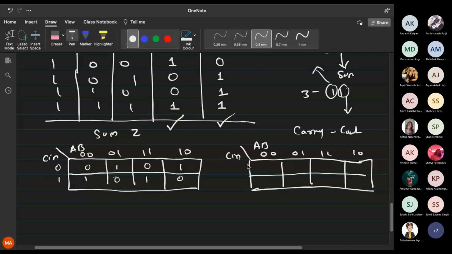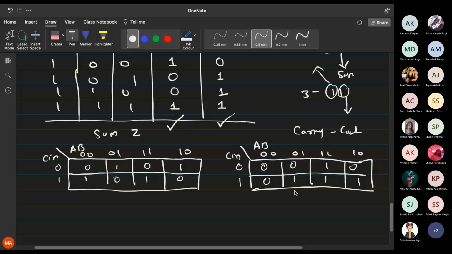Similarly, do it for carry. 0 plus 0 plus 0 is nothing but 0. 0 plus 0 plus 1 is nothing but 0. 0 0 1 0, very good. What about this case? Come on, tell me. 0 1 1 0. Oh, sorry, 0 1 1 0. नहीं, ये भी 1. 0 triple 1 आएगा, बराबर ना?